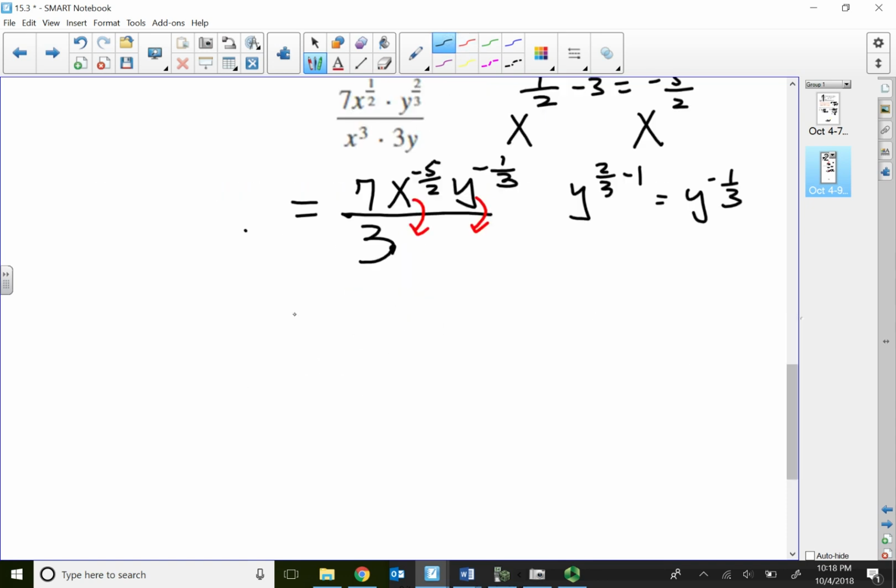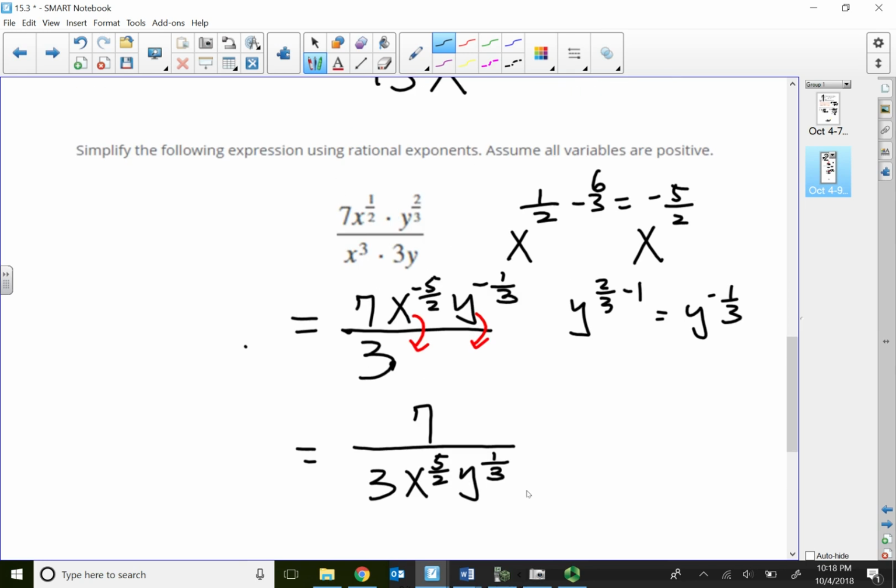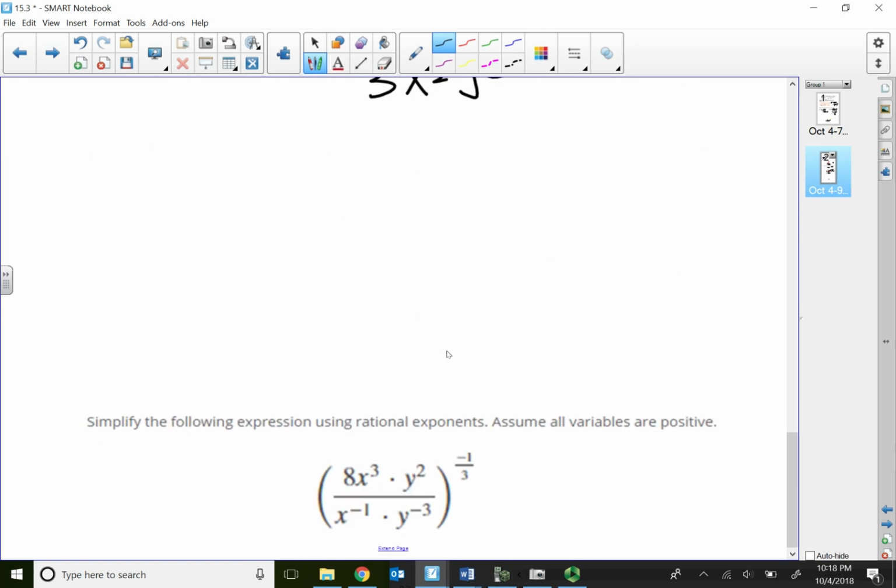Therefore, my final answer has to be only 7 on top, because that's to the first power, over 3, still 3 down here, x to the positive 5 over 2 power, y to the positive 1/3 power. Okay, so we have to write all our exponents as positive exponents. All right, this is a good example for the power rule.